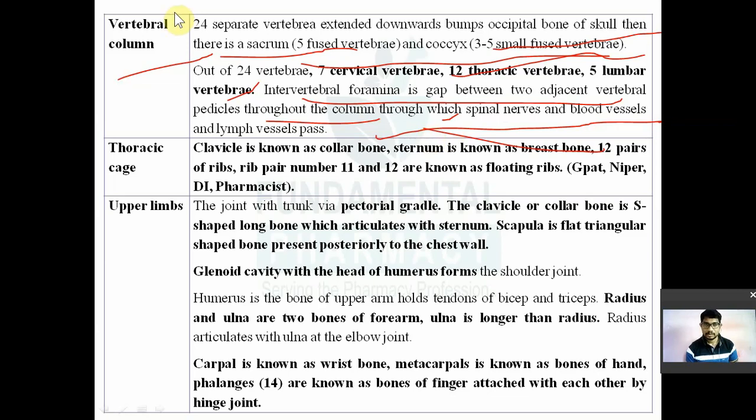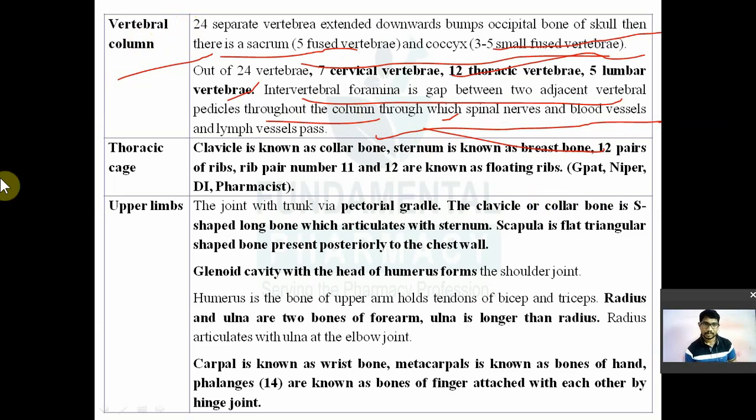So whatever the intervertebral foramina is there, intervertebral foramina मतलब दो वर्टिब्रल के बीच में जो ओपनिंग्स होती है, जो होल होते हैं, that hole is through which जो भी स्पाइनल नर्व्स है, जो भी आपका ब्लड वेसल्स है, जो भी आपका लिम्फ कैपिलरीज है, that will pass out from that intervertebral foramen.